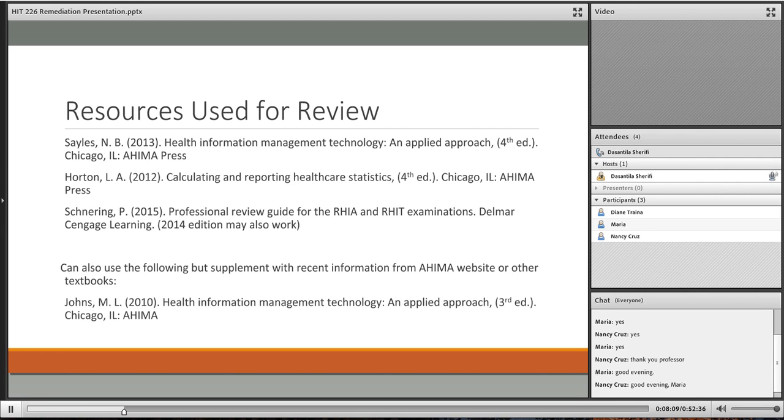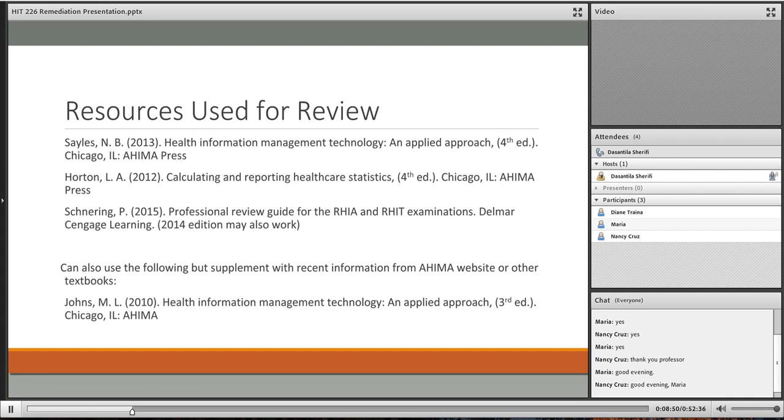Okay, so this is a slide with the resources I mentioned. So your Sales textbook, the one you have now, Horton's textbook, the other one you're using in this course, and this is a Schneering one. It's called Professional Review Guide for the RHIA and RHIT Examinations. So you want to try to get the recent edition, but even if you go back a year, sometimes 2, it's okay. But if you hit the mark when the domains are going to change, then you might want to get that year's edition because you want to make sure you get the latest information on that.